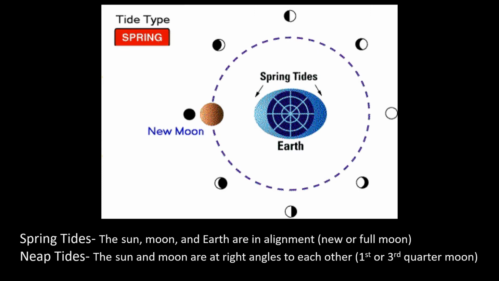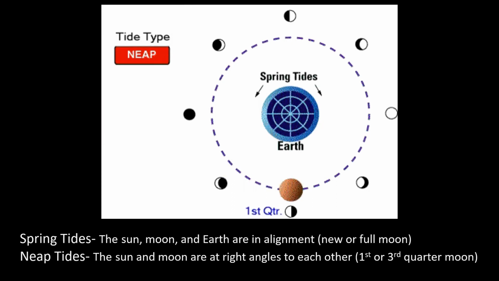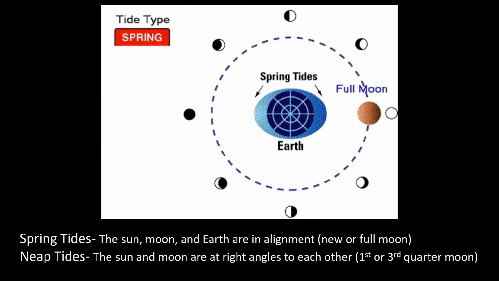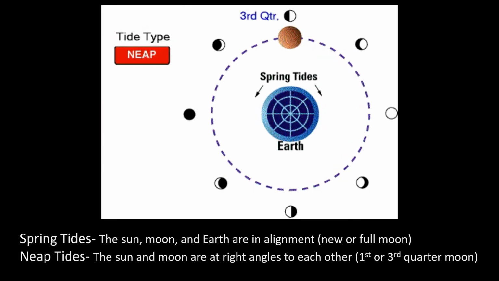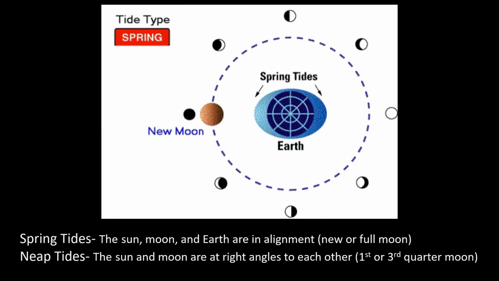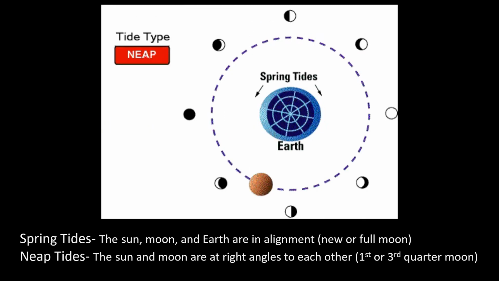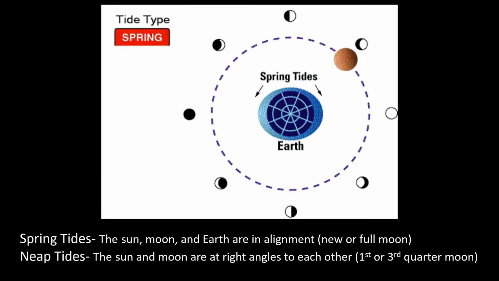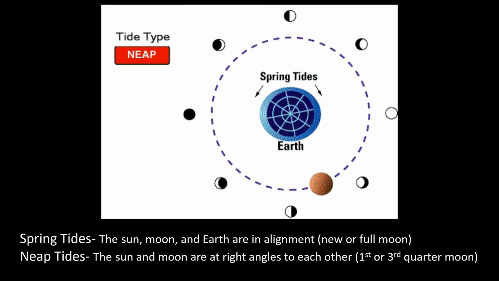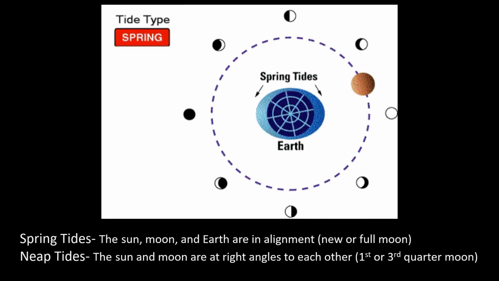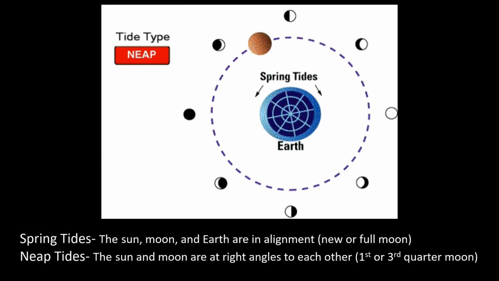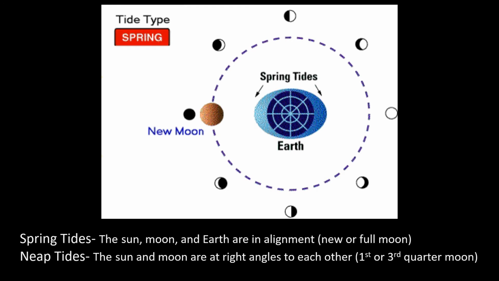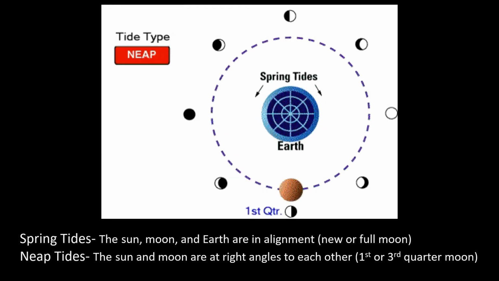When the sun, moon, and earth are in alignment at the time of a new or full moon, this greatly increases solar and lunar forces and creates extra high tides and very low tides, which are called spring tides. One week later, when the sun and moon are at right angles to each other, either at the first or third quarter moons, the solar tide partially cancels out the lunar tide and produces moderate tides known as neap tides.